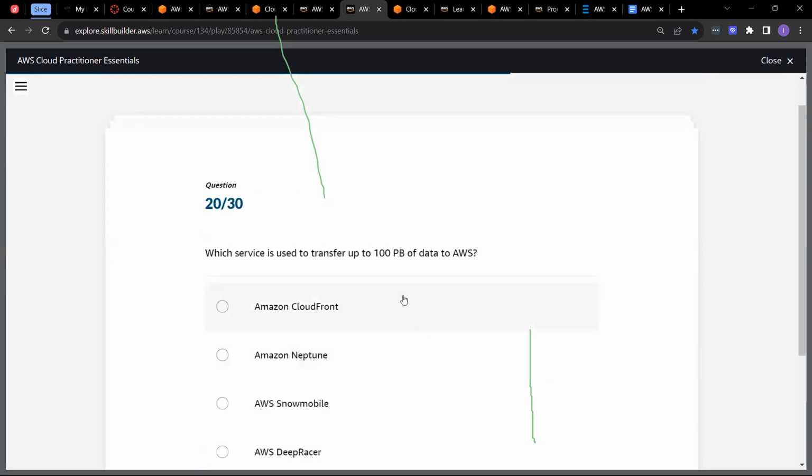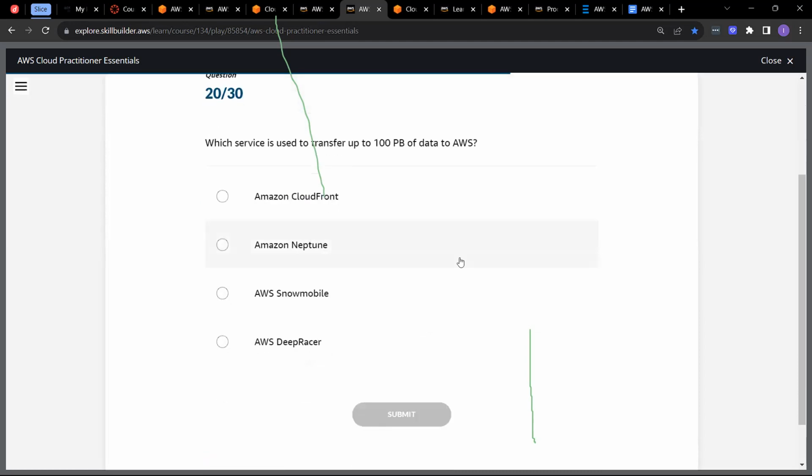Which service is used to transfer up to 100 petabytes of data? So as I said, that's a Snowmobile.